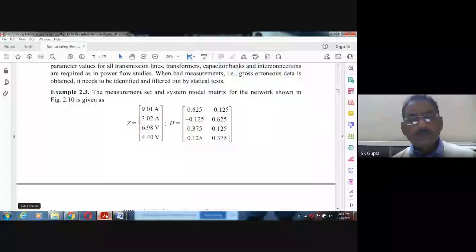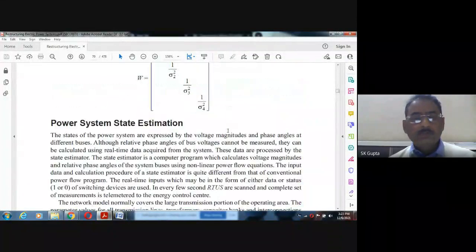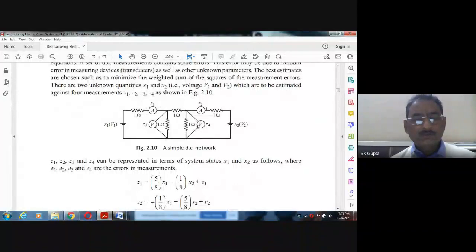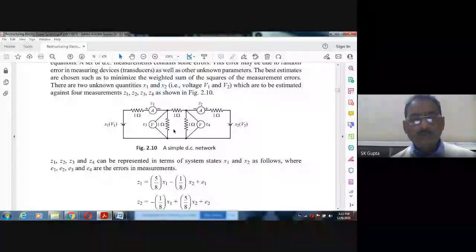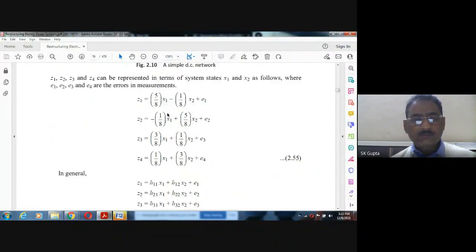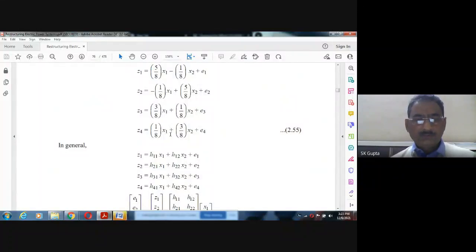Anyway, so the same numerical question we have taken. This is our system, a linear system. For this system, after solving it, we find the system matrix. System matrix is this.